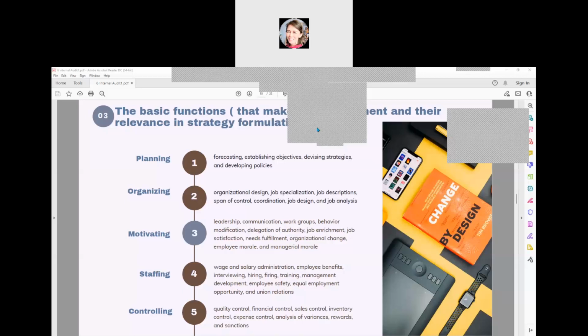Now, in doing this, let me just take out one of the functions, which is motivating. What comes in here includes leadership, communication, work groups, behavior modification, and so forth. So motivating has everything to do with leadership. Okay, it has to do with leadership.